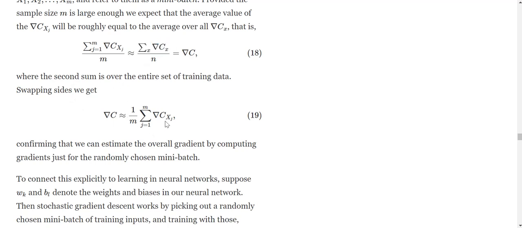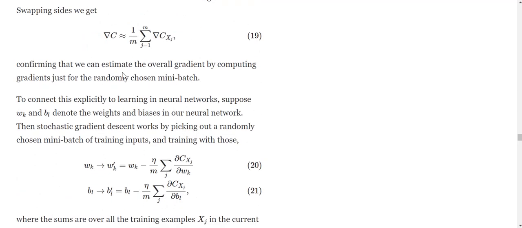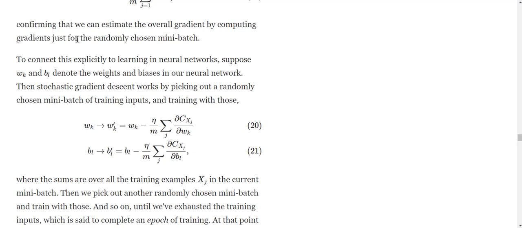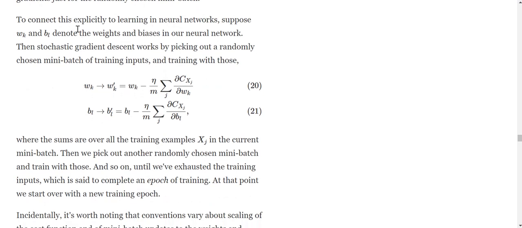So using this approximate relation, since this was what we wanted and this was what we approximated, we are saying that it would be reasonable enough to say that this is what it approximates to. So this confirms that we can estimate the overall gradient by computing the gradient just for the randomly chosen mini batch.